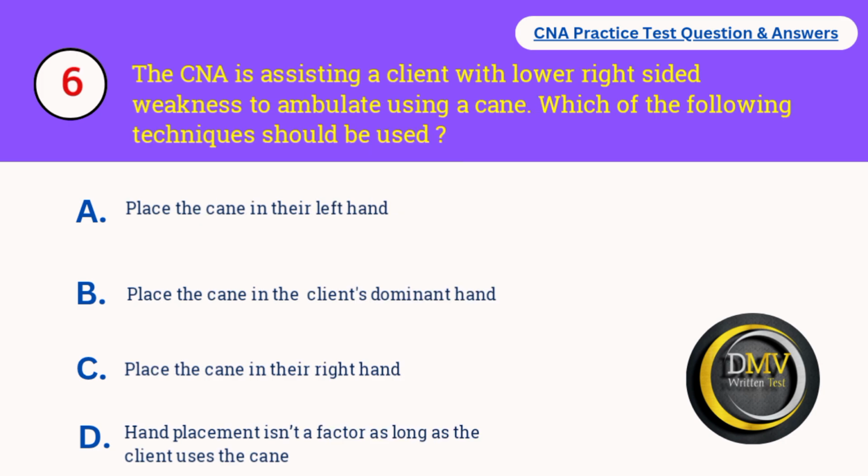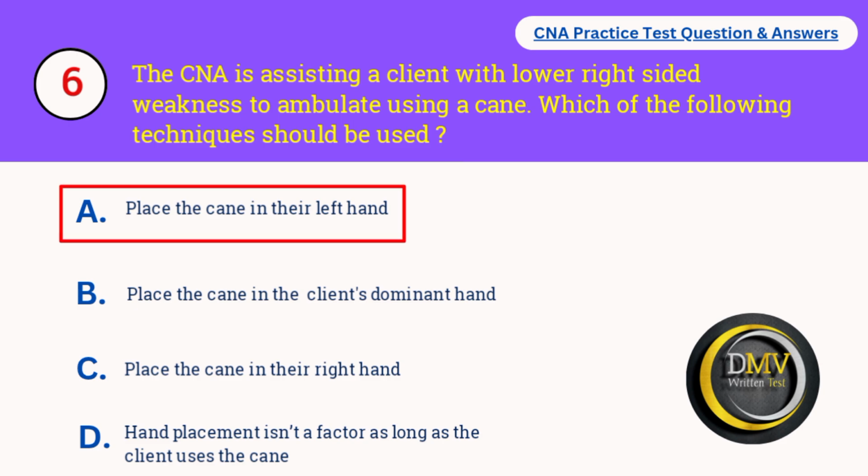Question 6. The CNA is assisting a client with lower right-sided weakness to ambulate using a cane. Which of the following techniques should be used? A. Place the cane in their left hand. B. Place the cane in the client's dominant hand. C. Place the cane in their right hand. D. Hand placement isn't a factor as long as the client uses the cane. Correct answer. A. Place the cane in their left hand.